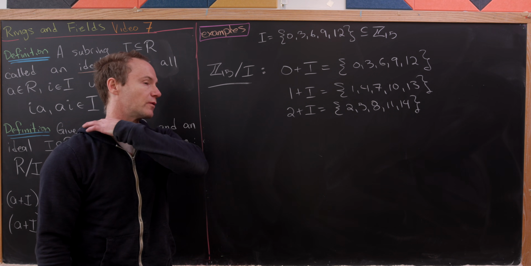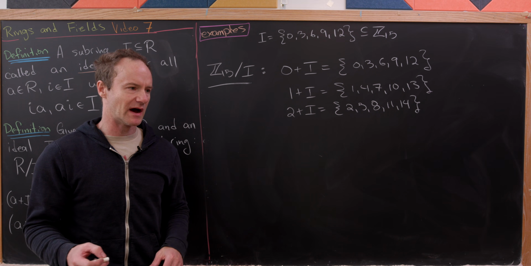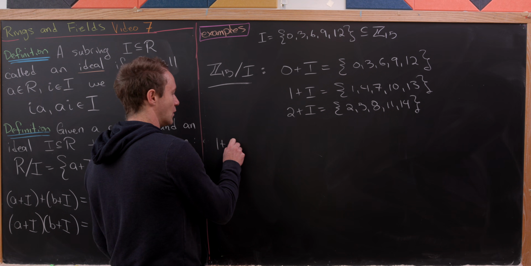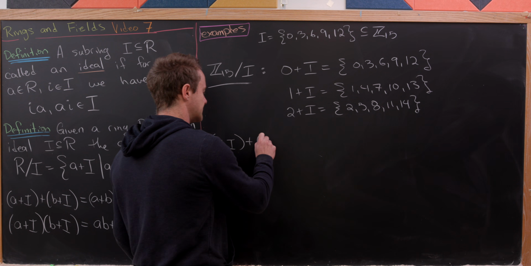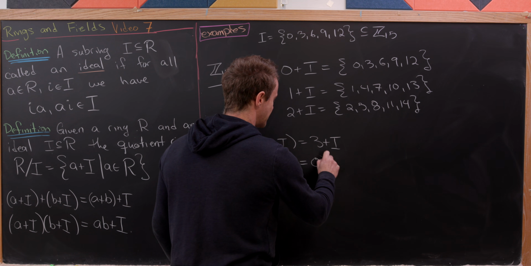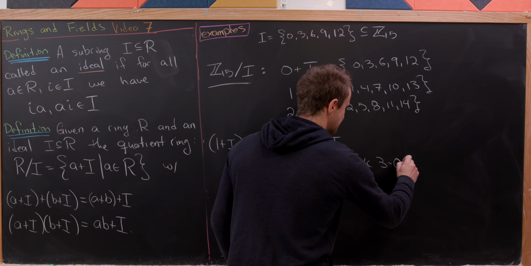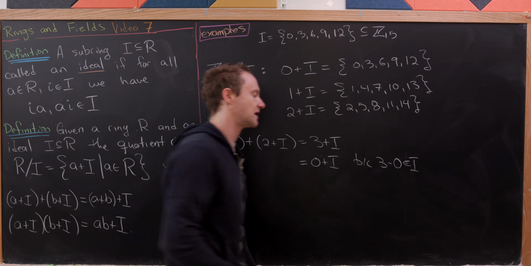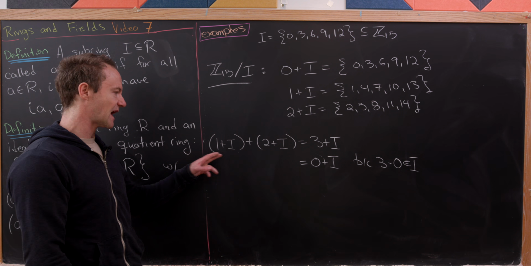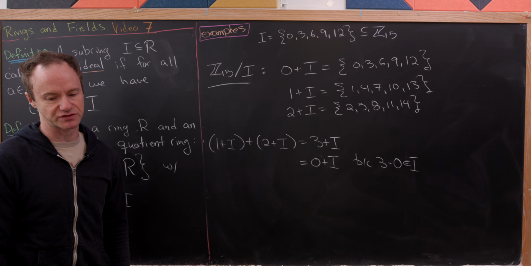So now, just like before, we could build an addition and a multiplication table, but let's maybe not worry about making the tables. Let's just do some examples. If we do 1 plus I plus 2 plus I, we're going to get 3 plus I, but let's observe that 3 plus I is the same thing as 0 plus I, because 3 minus 0 is an element of I. Recall that that's what it takes for these cosets to be the same. So here we have 1 plus I and 2 plus I are additive inverses inside of this quotient ring.